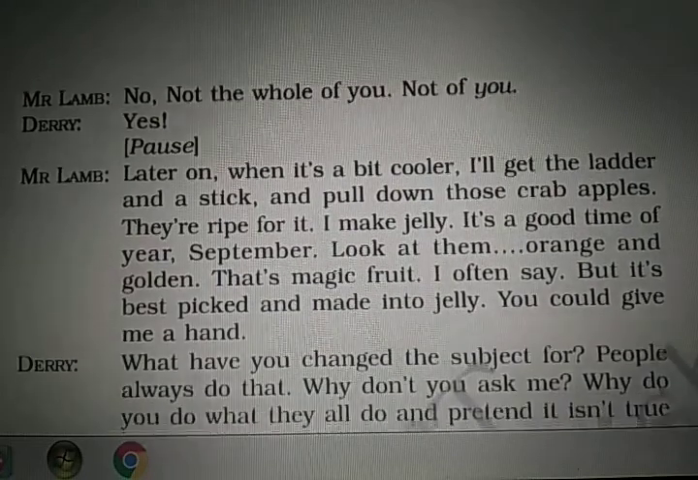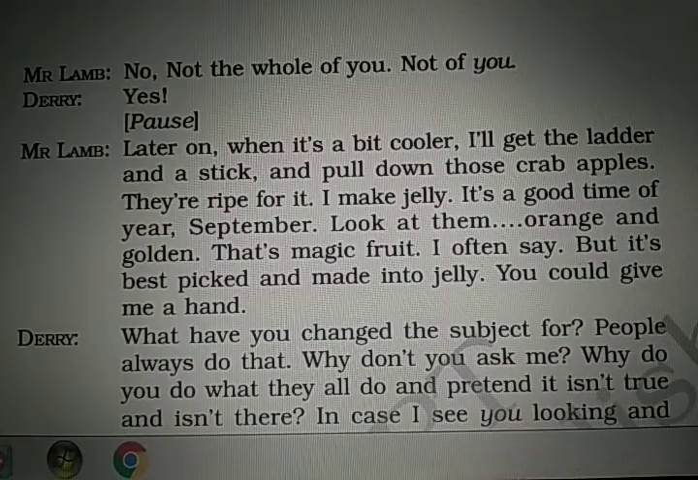Now, what does Mr. Lamb say? Mr. Lamb says, no, not the whole of you. Not the whole of your face is spoiled, and I'm not afraid of you. Daddy pauses. Later on, when it is a bit cooler, Mr. Lamb again tries to change the topic. He just wants to divert the attention of the boy towards other things in the garden.